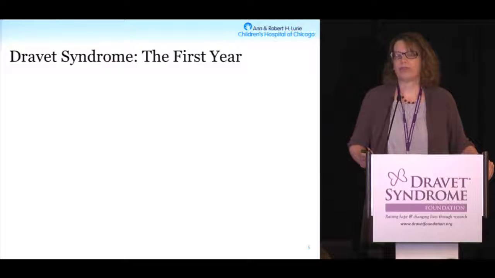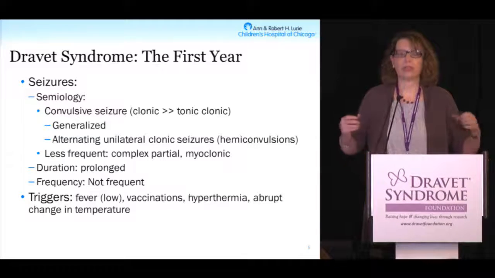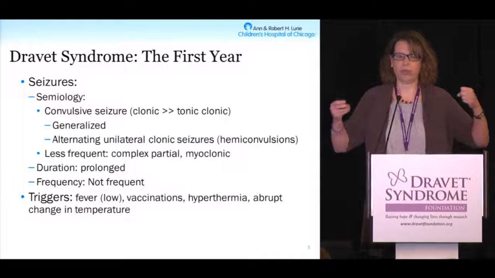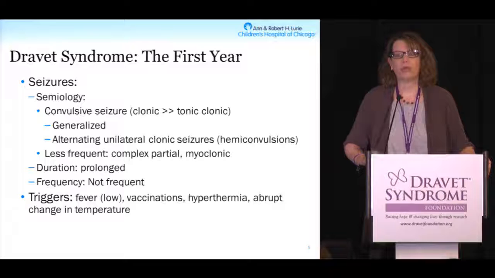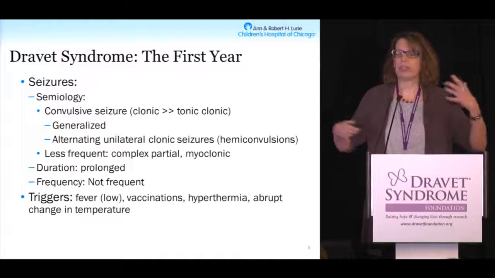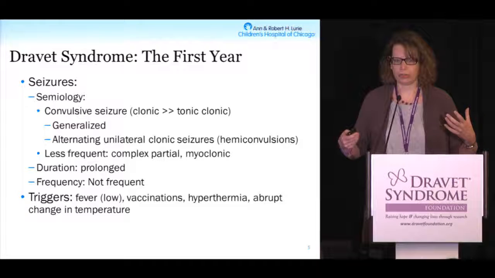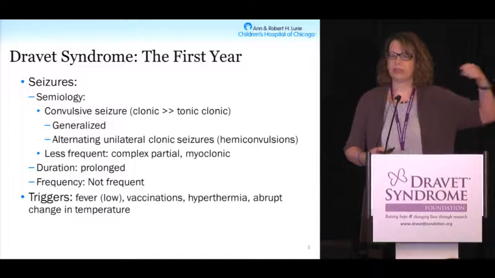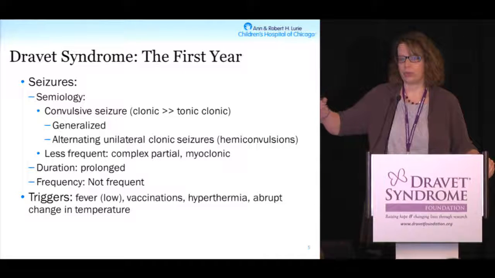Then after that first seizure, in that first year, 12 to 18 months of life, the seizures themselves still tend to be convulsive primarily. That's the most dominant seizure type, with the full body or one side of the body jerking. Now, once you start getting more seizures, something that may arise is alternating unilateral hemiconvulsions. So you come in with one seizure that's, let's say, on the left side of the body, and the next seizure on the right side of the body.